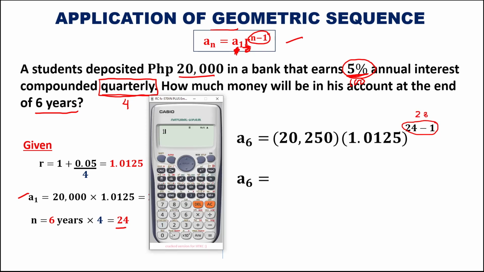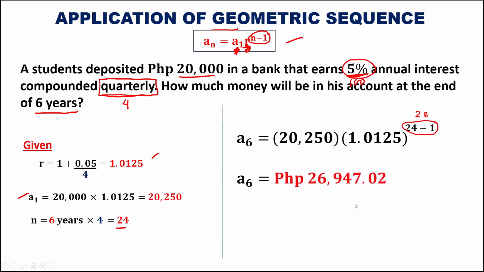So we have 1.0125, then to the power 23 equals, then times this 20,250. So this is equal to 26,947.02 pesos.